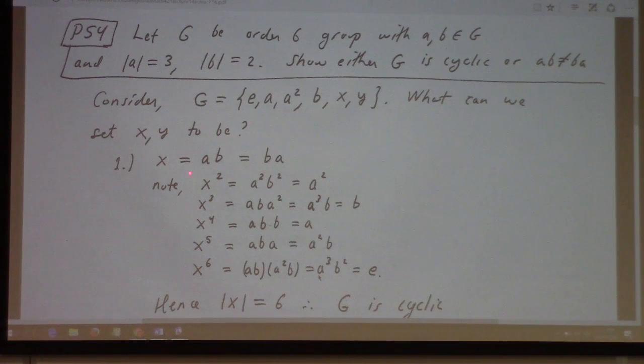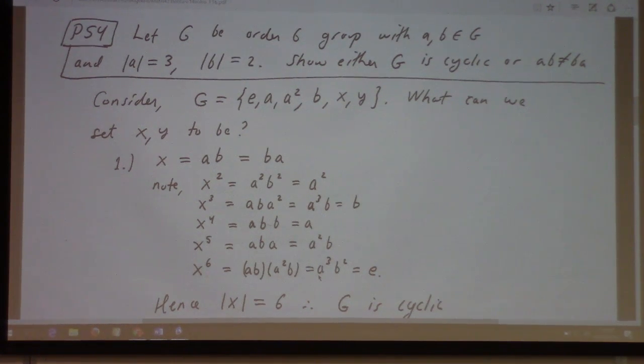Now, if AB is equal to BA, then we can calculate X squared is A squared B squared, which is A squared, and X cubed is A cubed B cubed, which is B. X to the 4th is A to the 4th B to the 4th. X to the 5th is A squared B. X to the 6th is E. Voila, an element of order 6, this X is. So AB is an element of order 6.